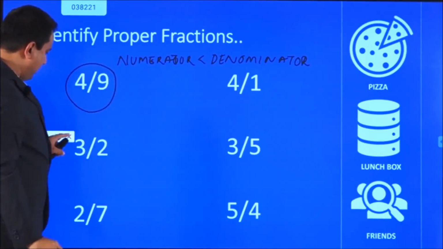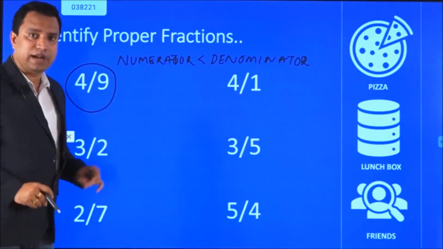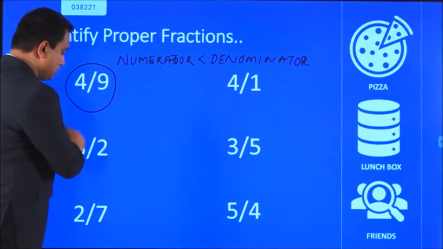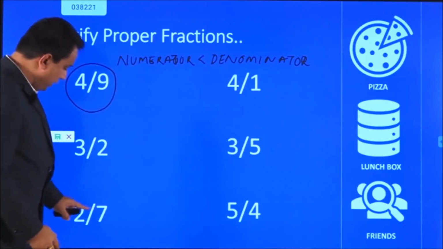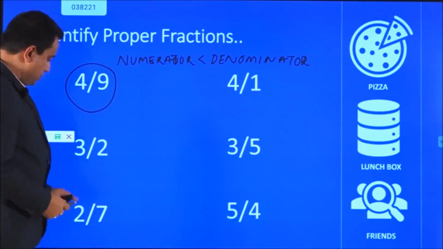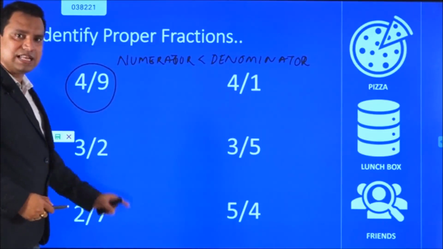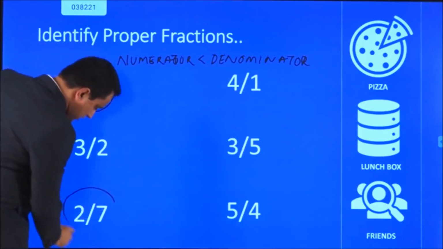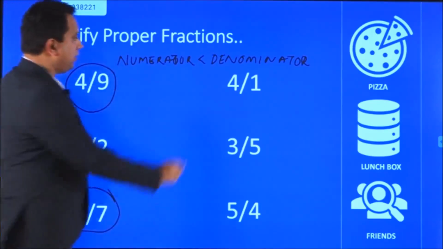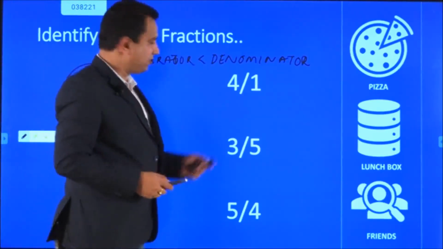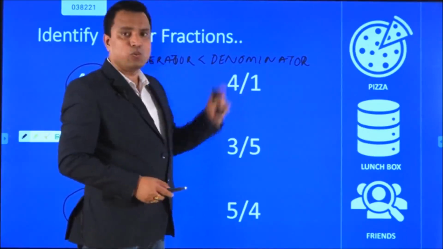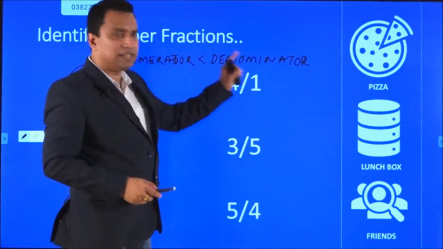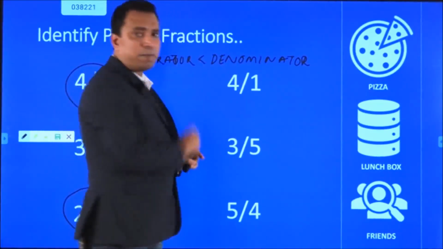Now 3/2. 3 is the numerator, 2 is the denominator, and 3 is greater than 2. So this is not a proper fraction. 2/7, 2 is a numerator, 7 is a denominator, and 2 is less than 7. So the numerator is less than the denominator. Wonderful. So this is also a proper fraction. We then have 4 by 1. 4 is the numerator, 1 is the denominator, and 4 is greater than 1. Because the numerator is greater than the denominator, this is not a proper fraction.